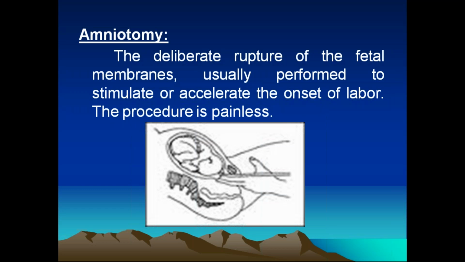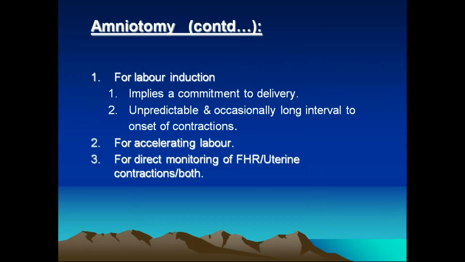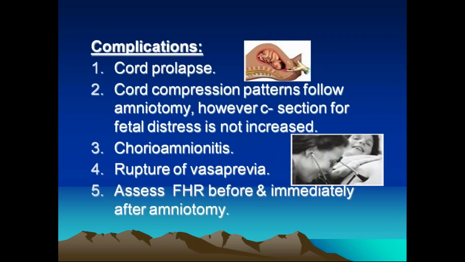And the next method is the amniotomy. That is, we'll rupture the membranes. This is to stimulate or accelerate the onset of labor, and it is a painless procedure. Amniotomy, if used for induction of labor, implies a commitment to delivery, and it is unpredictable, and occasionally there will be a long interval to onset of contractions. For accelerating labor also, we can go with amniotomy. And for direct monitoring of the fetal heart, that is internal monitoring of the fetal heart, we'll go with amniotomy.